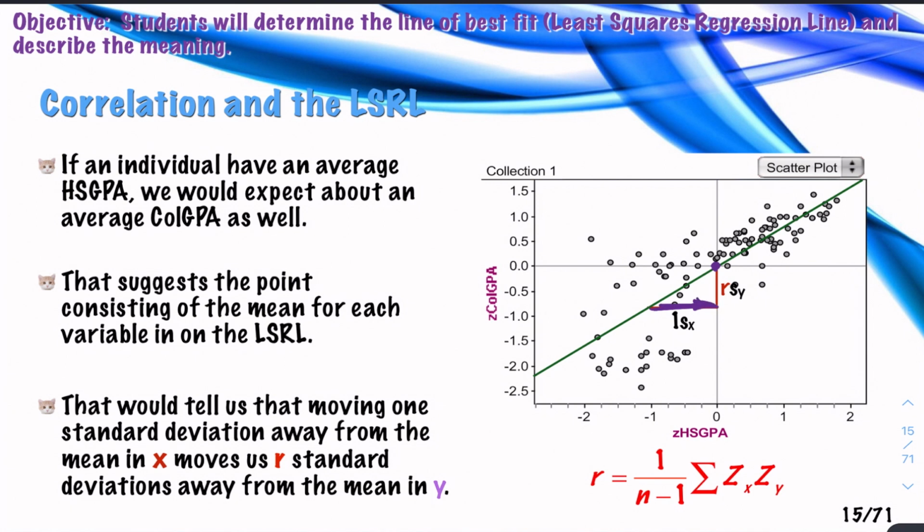So if I move one standard deviation in X, we are moving R times the standard deviation in Y. Sorry, moves us R standard deviations away from the mean in Y. Please put a star by this. The AP test loves seeing if you understand how you can move one direction horizontally and then how that is impacted vertically. And the verticality in z-scores is affected by R.